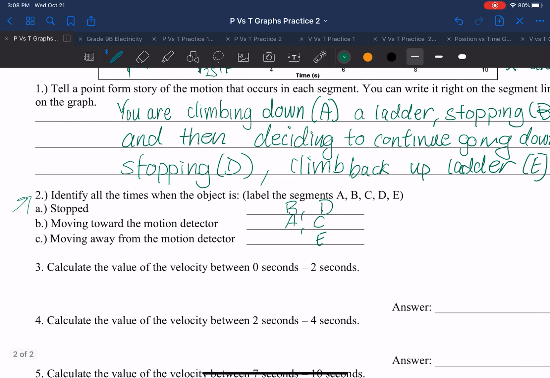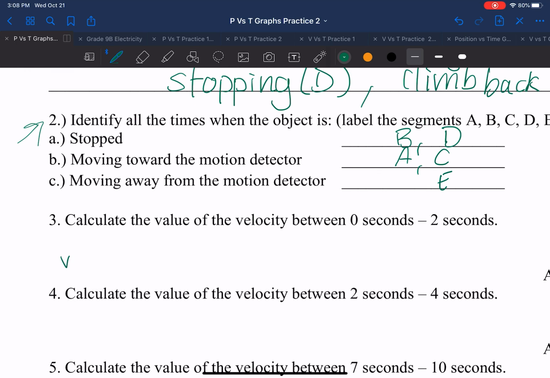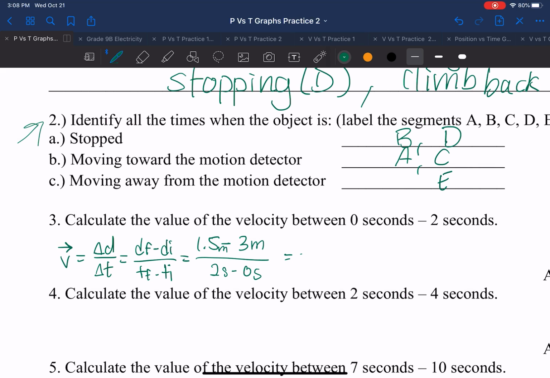All right, so let's enter into that slope formula that we saw before. V, putting an arrow because it is a vector. Velocity has magnitude and direction. Change in displacement over change in time: dF minus dI over TF minus TI. You get 1.5 minus 3 meters. Practice putting those units. And then 2 seconds minus 0 seconds, you get a negative 1.5 meters over 2 seconds. And therefore, your final answer is negative 0.75 meters per second.